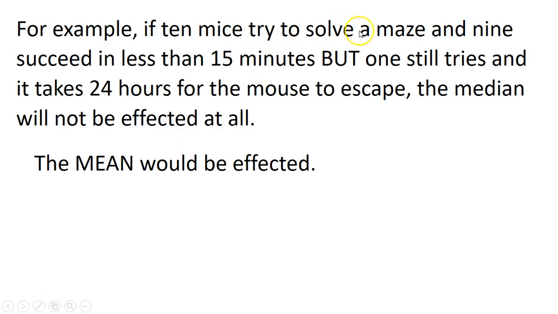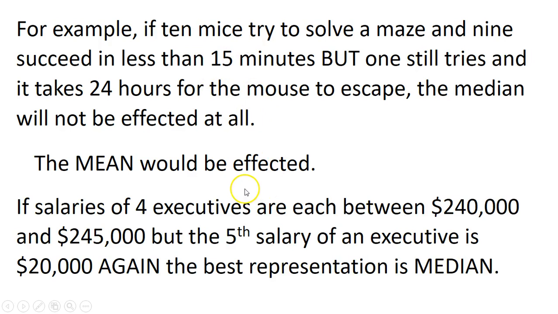So for example, if 10 mice try to solve a maze and 9 succeed in less than 15 minutes, but 1 still tries, and it takes 24 hours for that mouse to escape, the median is going to be unaffected, right? The mean though would be, because now I've got to put that in with 15 minutes for every other mouse. Oh, this one, that's a lot of minutes. So when I average it all together, it's not going to look too good, and saying that on average it takes the mice that long is false. No, this mouse just got stuck somewhere, couldn't get out. You could throw the outlier out, but the point is the median would be a better measure for this problem.